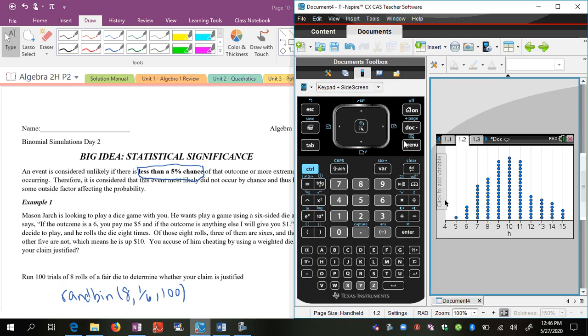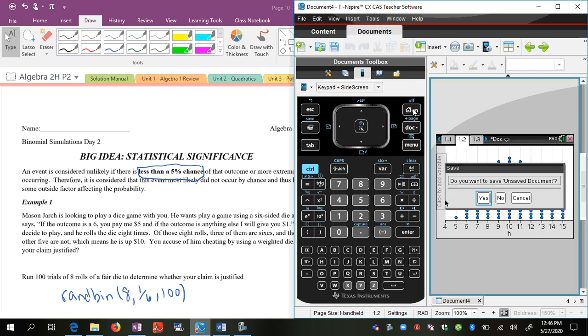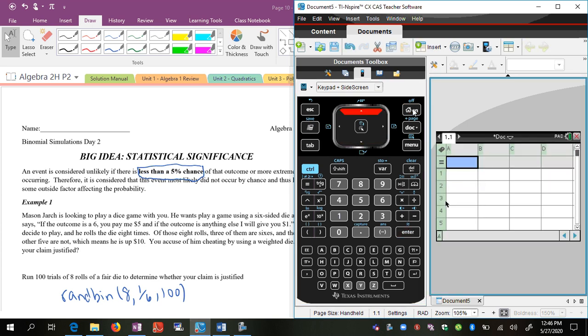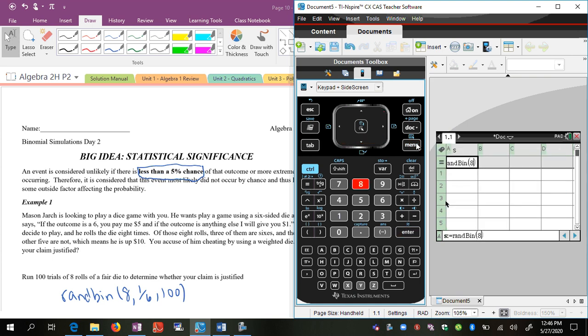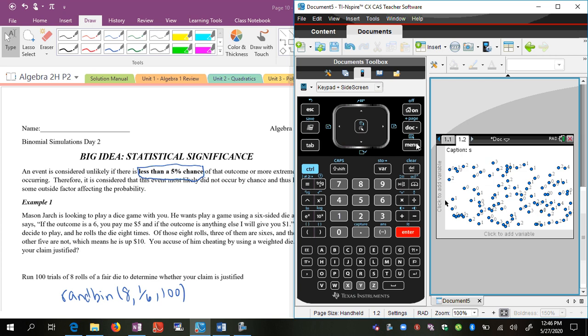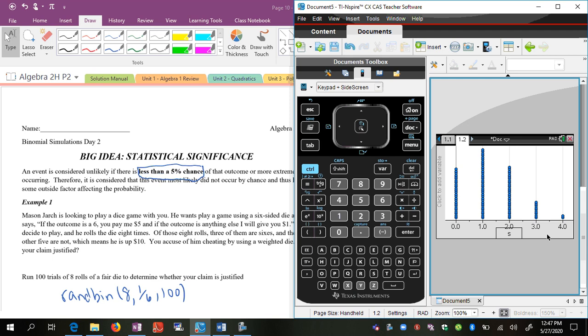So if I go to a lists and spreadsheet page, I'm going to start a new document. We're going to call the column S. You can call it anything you want. You could type out a whole word for 6 if you wanted to, but it's not easy to do on an alphabetical keypad. Then we're going to go to Menu, Data, Random, Binomial, 8 rolls of a fair die, so 1/6 chance of getting these outcomes. And we're going to simulate it 100 times. So now I'm going to add a data and statistics page and look at the data specifically for 6s.